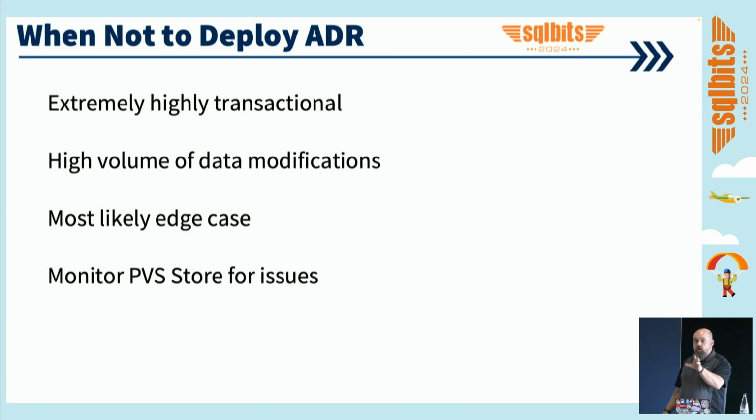Most modern monitoring tools, like Redgate, Idera, Sentry, I think they all have hooks into the version store. So if you are on 2019, you have one of those tools, Foglight, Spotlight, whatever, they might have components, widgets to allow you to monitor that.